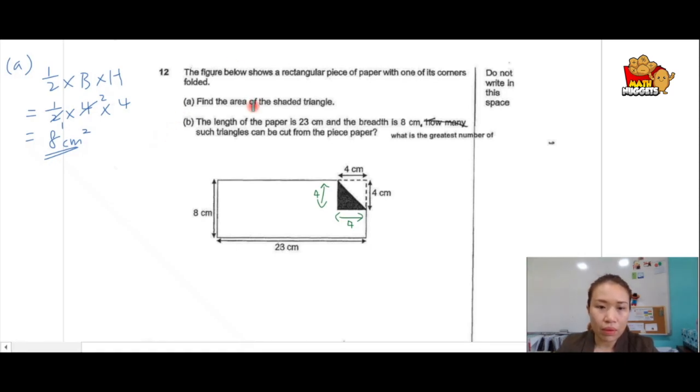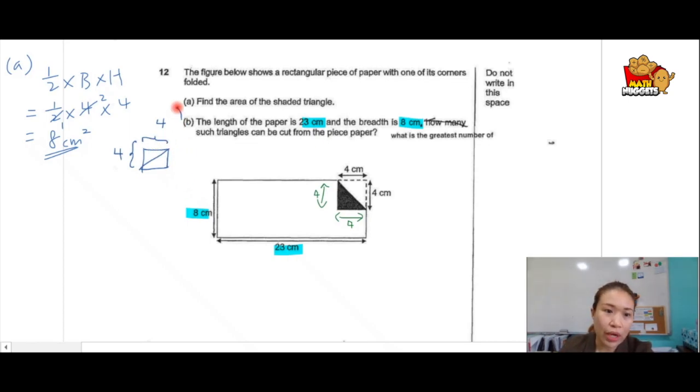Part B tells us that the length of paper is 23 and the breadth is 8. So breadth is 8, length is 23. What's the greatest number of such triangles that can be cut from the piece of paper? Now, instead of looking at triangles, I'm going to combine 2 triangles to make 1 square. Okay, so my square is 4 by 4. Length is 4, breadth is 4.